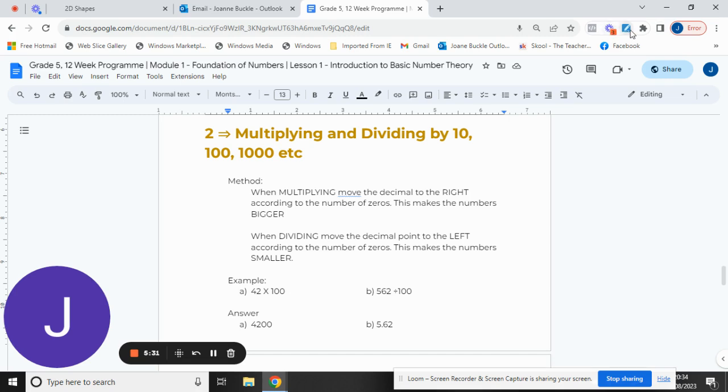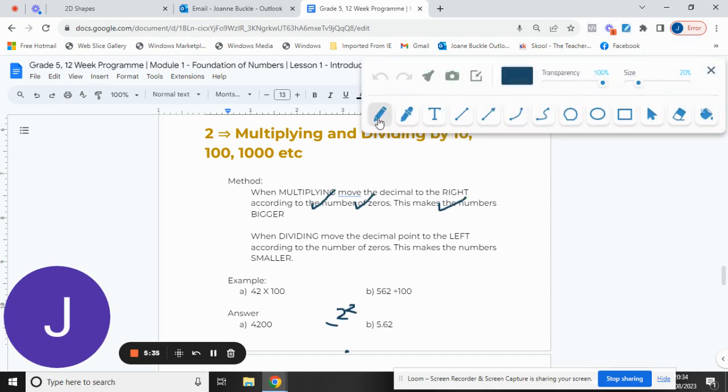For example, let me get my pen tool up again. Let's have a look. Let's clear what's on that page already. We don't want that anymore, do we? Let's just delete that.